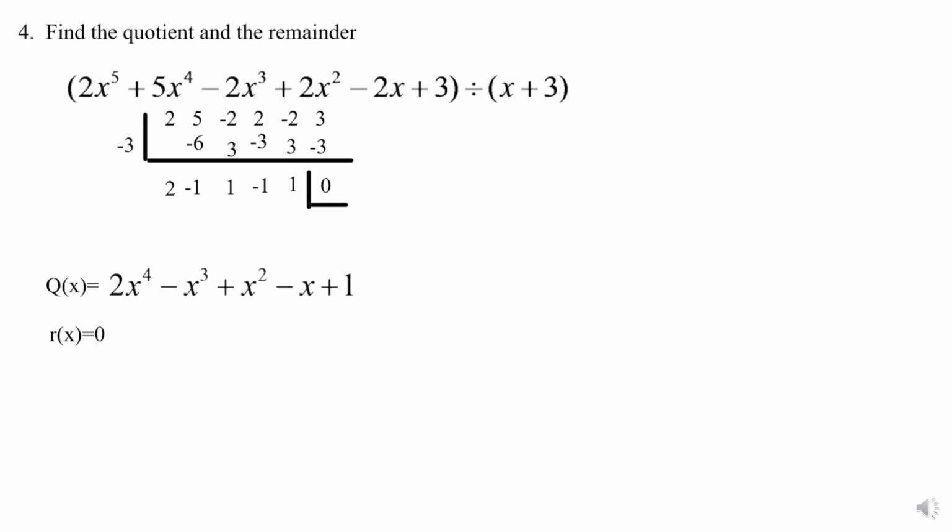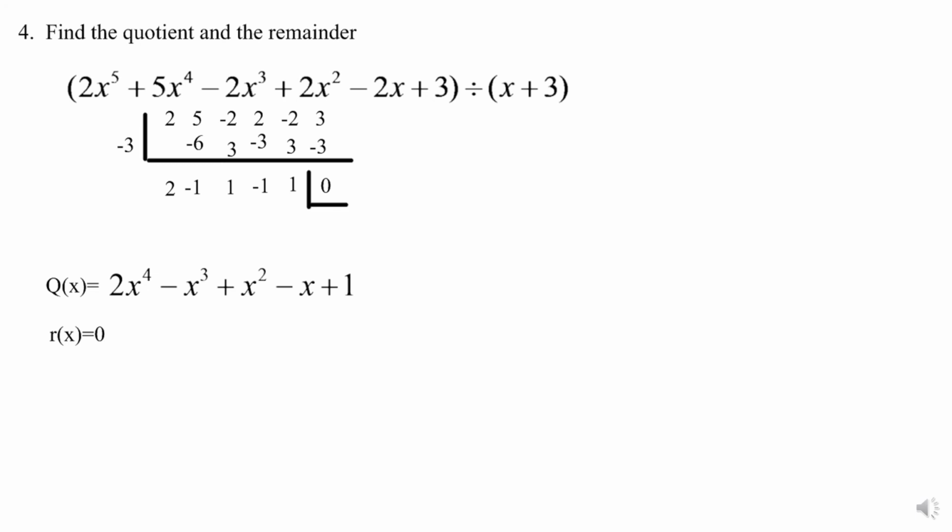Okay, problem number 4. Find the quotient and the remainder for 2x to the 5th plus 5x to the 4th minus 2x cubed plus 2x minus 2x plus 3 divided by x plus 3. C is -3 and goes on the outside of the box. The coefficients 2, 5, -2, +2, -2, and 3 go in the box. The 2 drops down from the box.